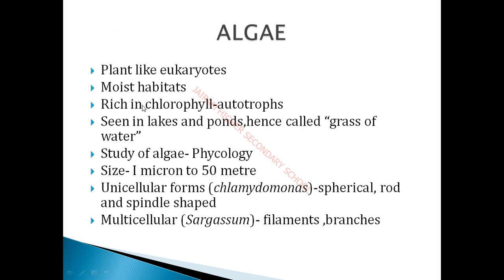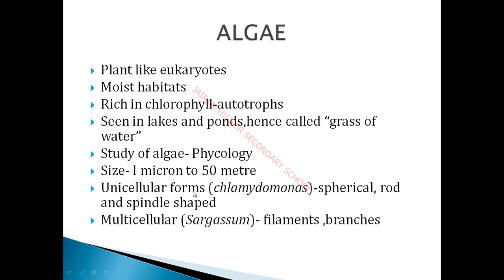And since algae has chlorophyll, it is also performing photosynthesis. So algae are called autotrophs, and it can be seen in lakes and ponds, and hence it is called grass of water. A branch of biology which deals with the study of algae is called phycology. The size of algae varies from 1 micron to 50 meter. So micron is a microscopic measurement and meter is a macroscopic measurement. So the size ranges from microscopic forms to macroscopic forms.